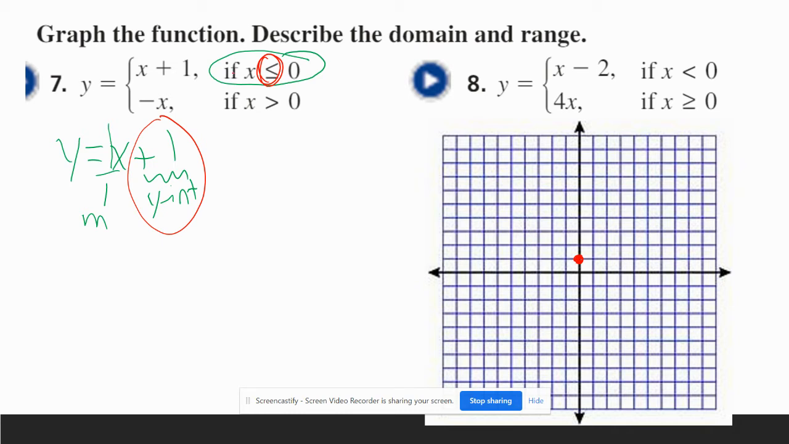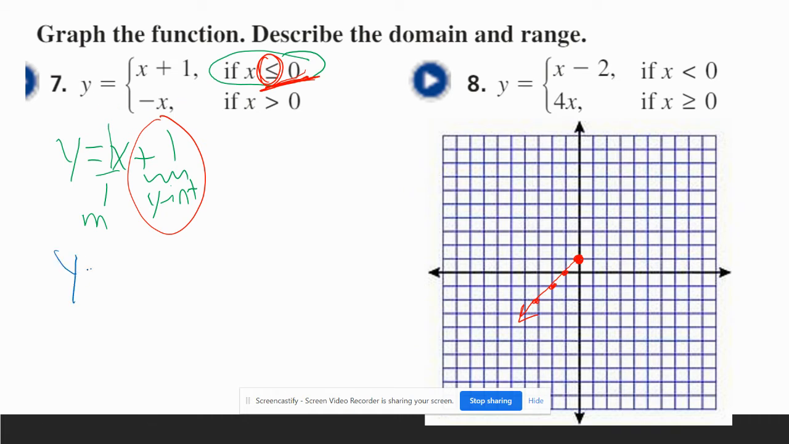And then x is less than 0, so we have to go to the left. That means we're going to go down 1, left 1, down 1, left 1, down 1, left 1. We still have a positive 1 slope, but we had to go the opposite direction because it has to be less than or equal to 0.